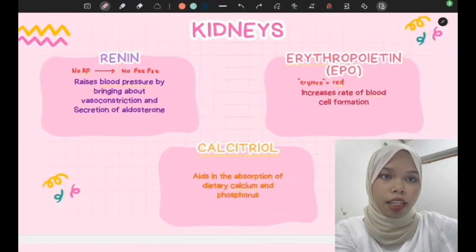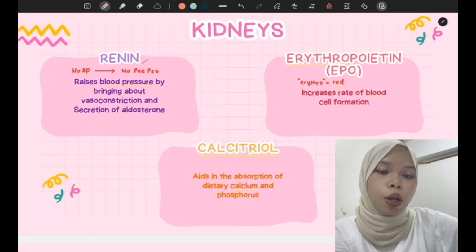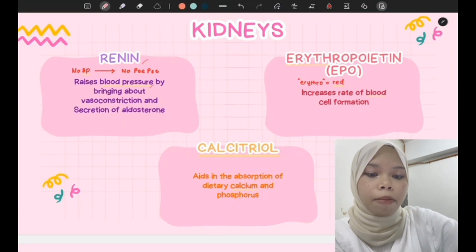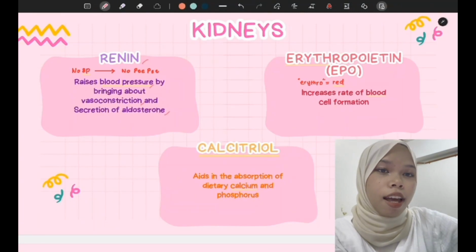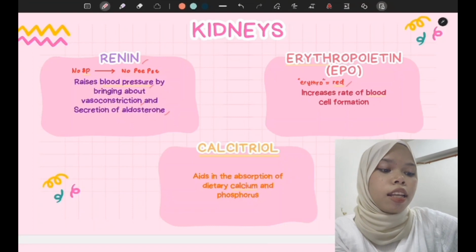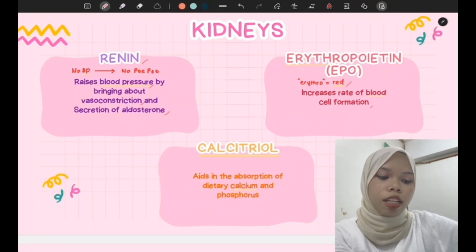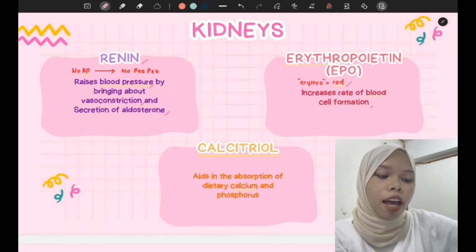There are three hormones that are secreted by the kidneys, which is renin. No BP means no PP. No blood pressure means you cannot urinate. It functions to raise blood pressure by bringing about vasoconstriction and the secretion of aldosterone. Next is erythropoietin. Erythro means red. It increases the rate of blood cell formation. Calcitriol is related to calcium. It functions to aid in the absorption of dietary calcium and phosphorus.